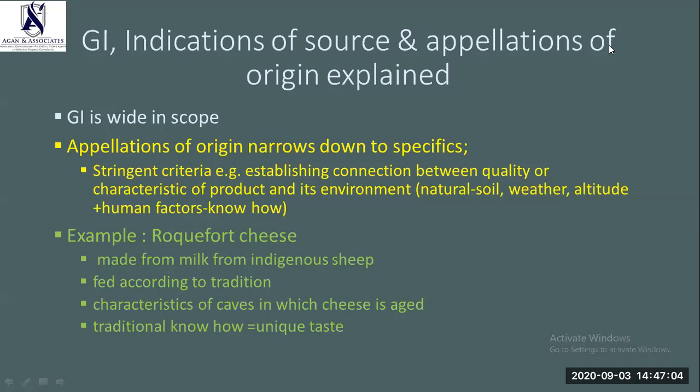Number three, during the processing of this cheese, the cheese is aged in caves, and those caves also have certain characteristics. So they are not just any caves. They are those caves from that particular area. And lastly, who else but the farmers that have the traditional know-how in doing all this that ultimately brings out the uniqueness in taste, and I believe even the uniqueness in the manner in which it looks, etc. So appellations of origin, therefore, brings out very stringent criteria.